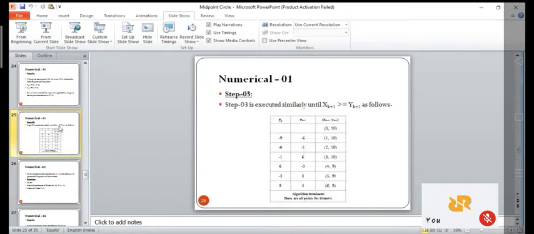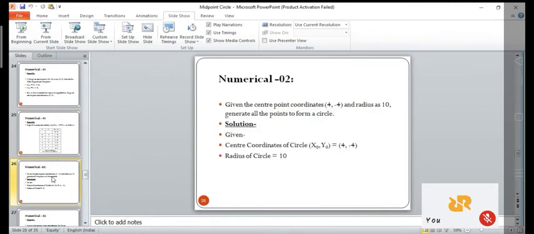So this was about numerical one. These are the points that were obtained. Then numerical 2. Now for numerical 2, as you can see in the question, the center point that is given is 4 comma minus 4. So that means the center point is not 0 over here. So you will have to perform step 4.